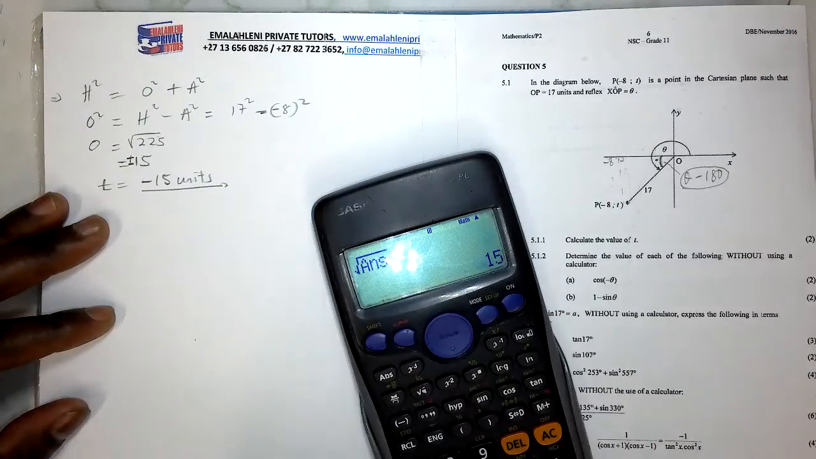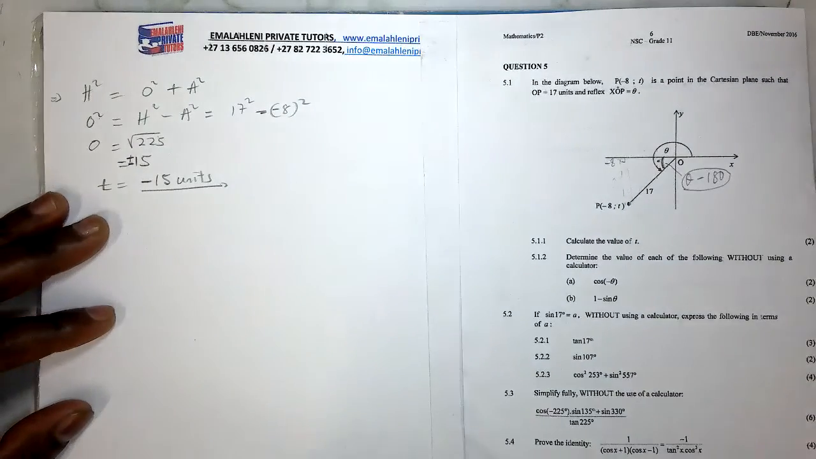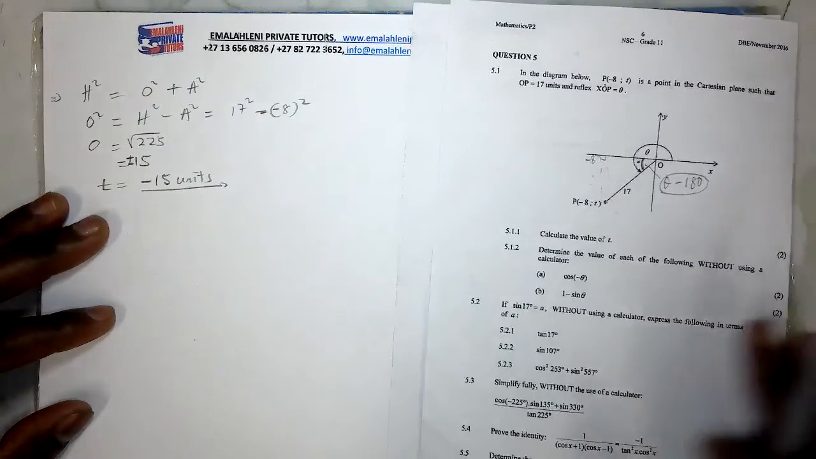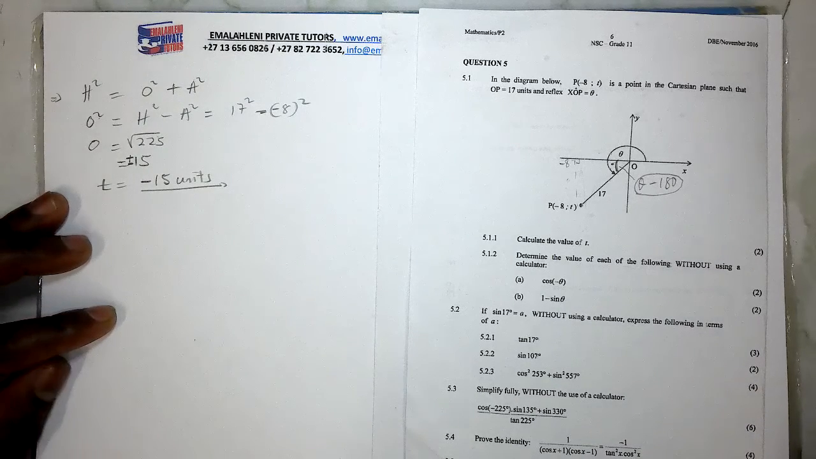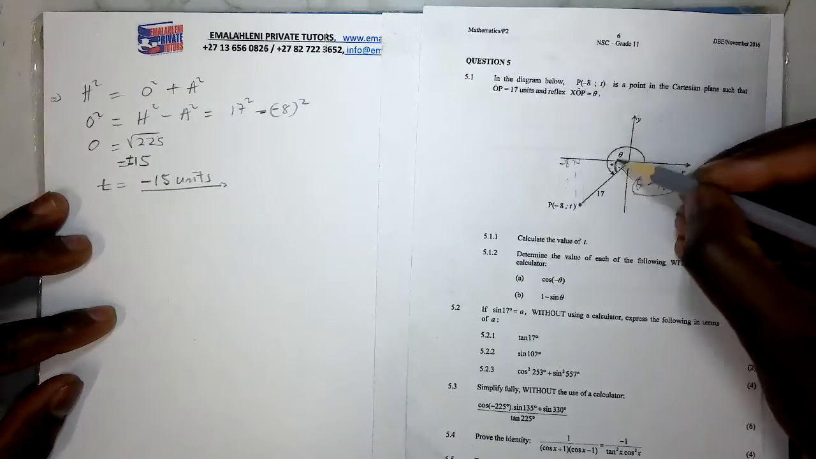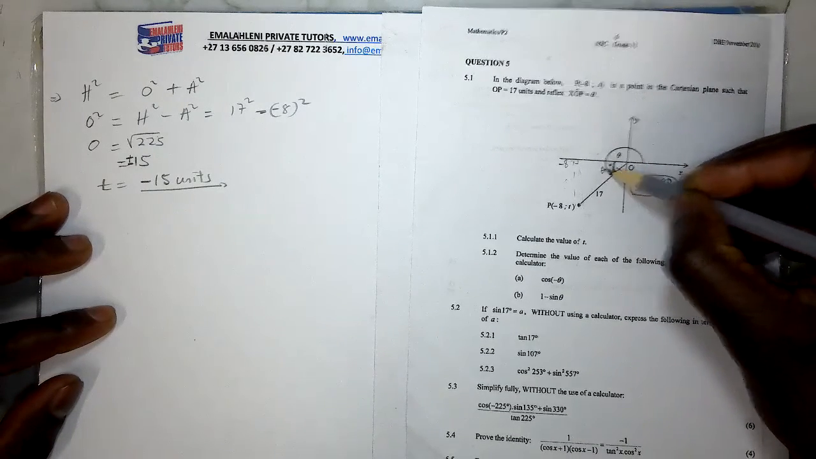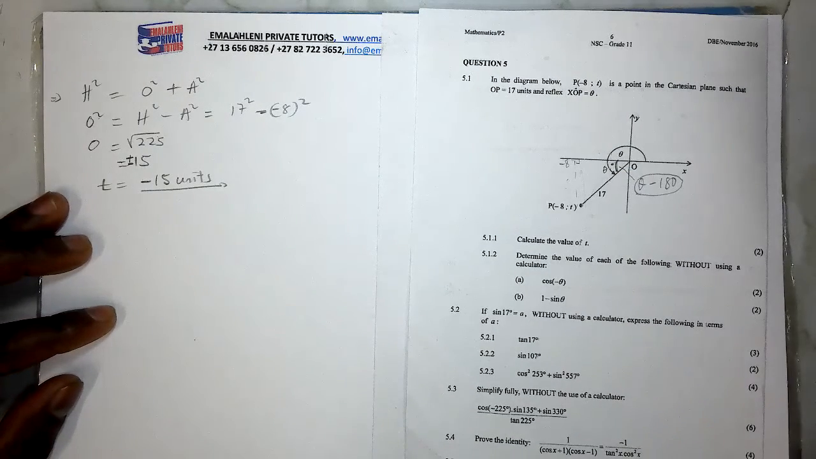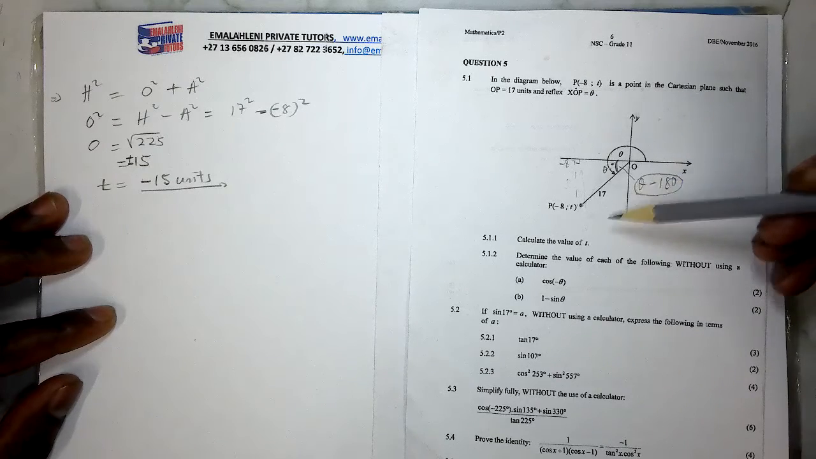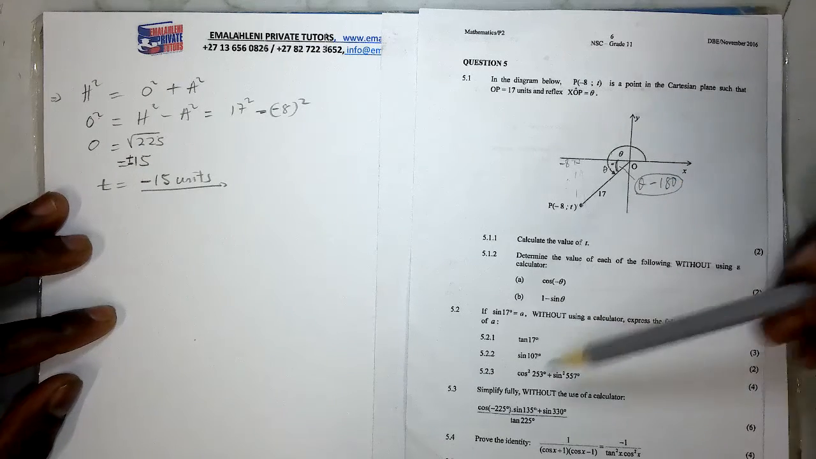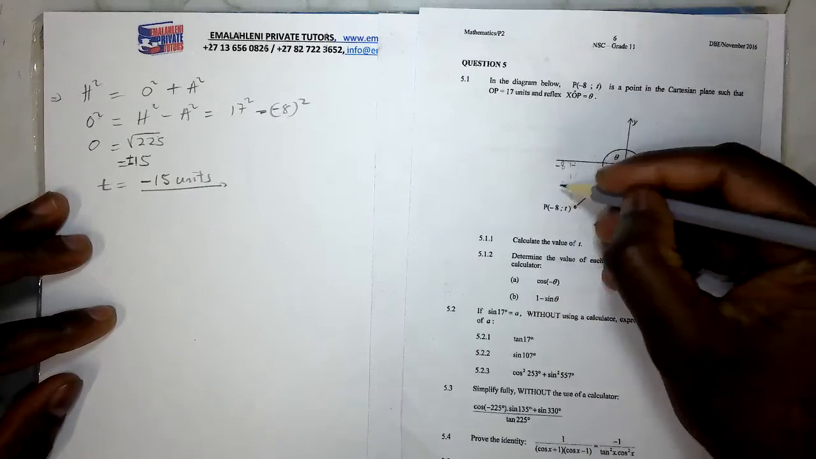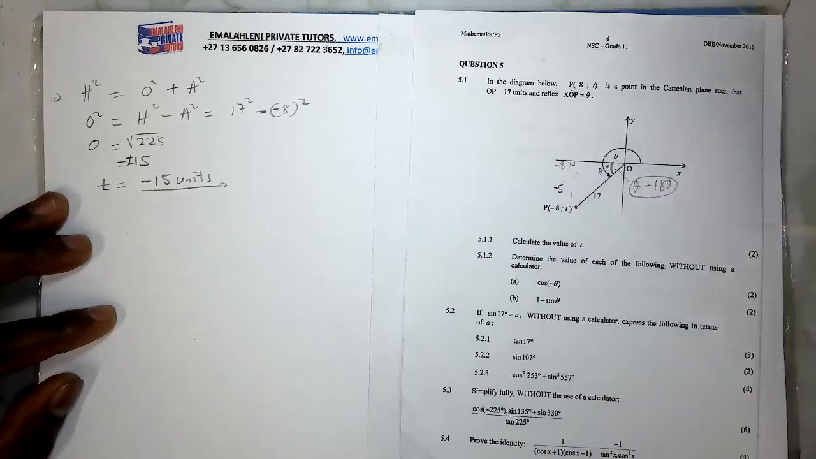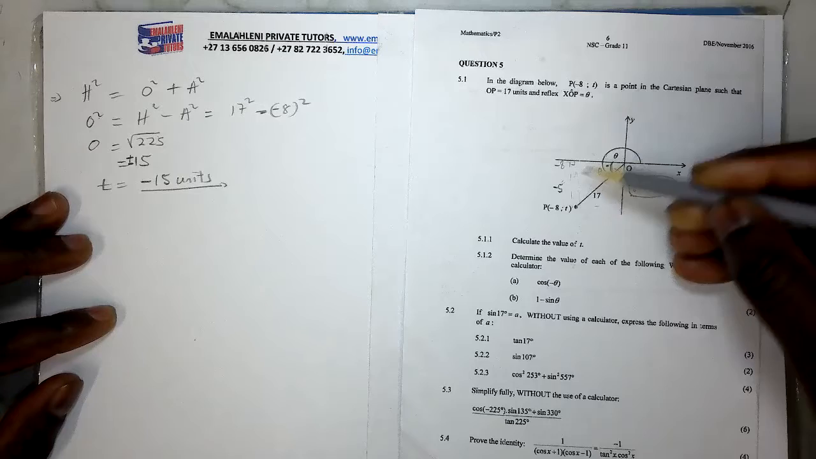Okay. Then let's check the next question. Next question, it reads, determine the value of each of the following without using the calculator. Without using a calculator. Now, everything is given to us. Like I said here, this is more like your theta, the smaller angle there, because now we say theta minus 180. But now let's check here. This is the opposite side. This is now our negative 15. So it's negative 15 here, and it's negative 8.